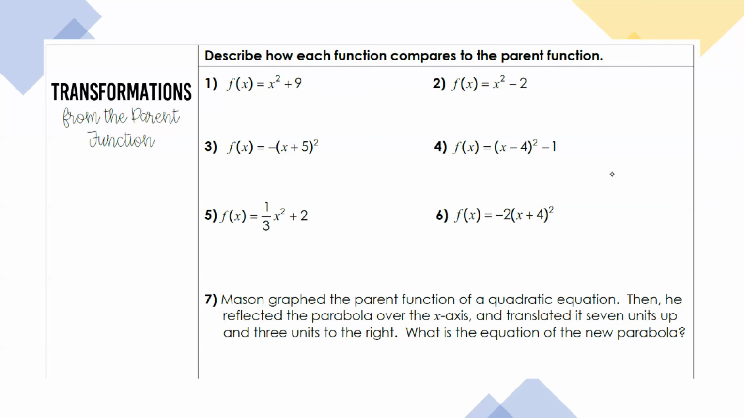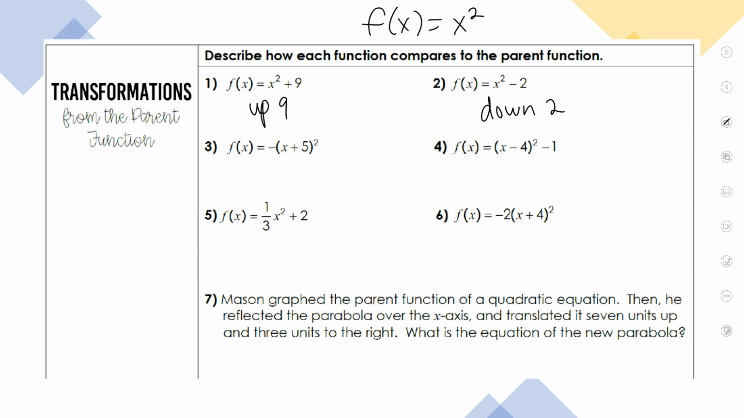Okay, so we're going to be talking about transformations. Normally, the parent function looks like this: f(x) = x squared. However, we have number one. What happened here? They added 9, so what does that do to my graph? Yep, it goes up 9 spaces. So we're going to write up 9. Number 2, this will be down 2 spaces.